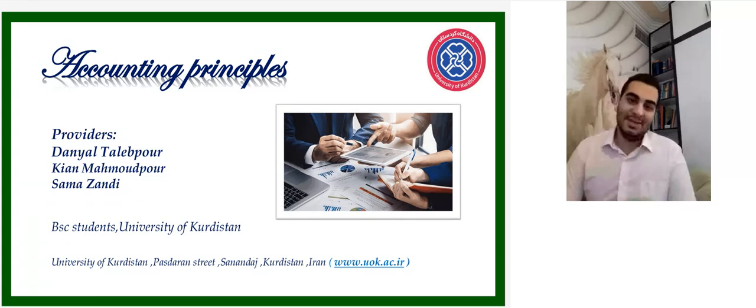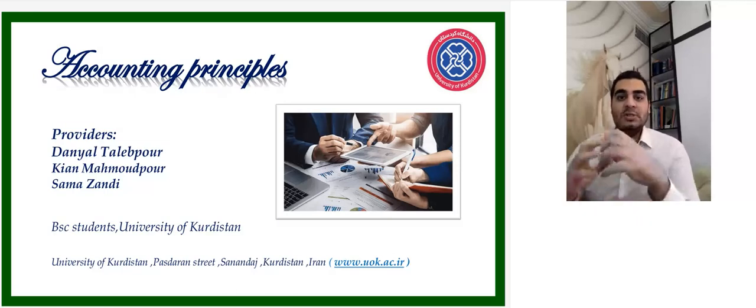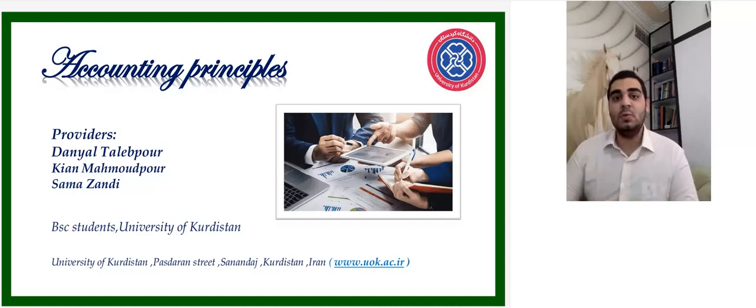It's me again, Danyal Talebpour, and now we're going to start the 5th chapter of this book. You see, the previous chapters, 1 to 4, for example records and financial statements, everything was mostly for service performing companies or businesses. But from now on, we're going to discuss merchandising operations.